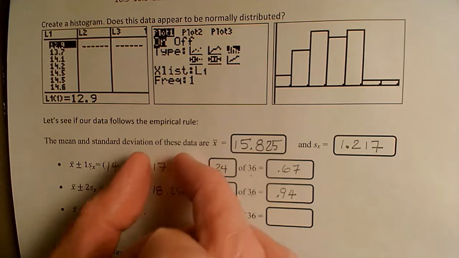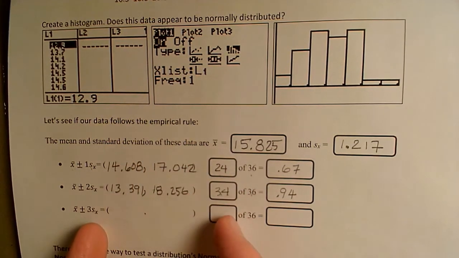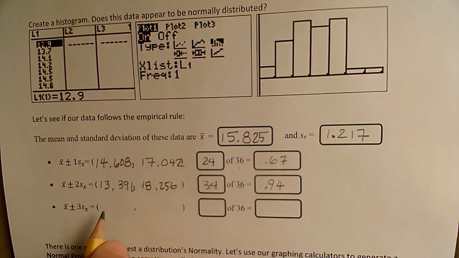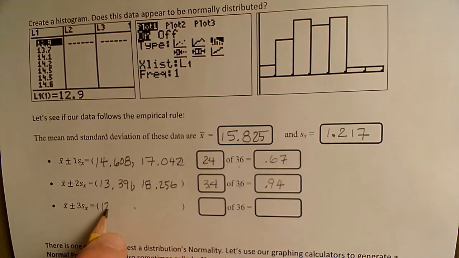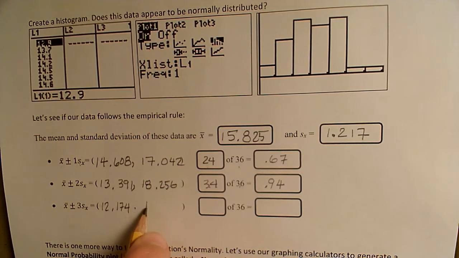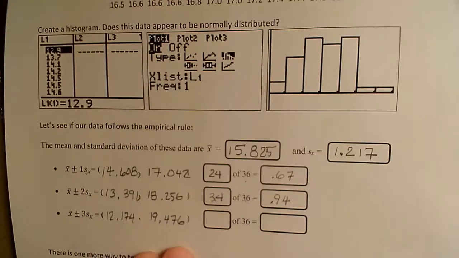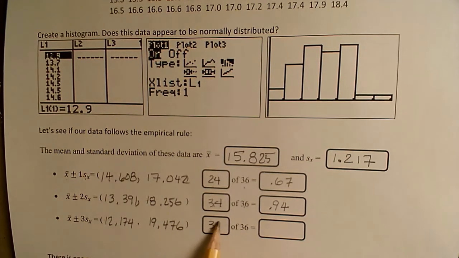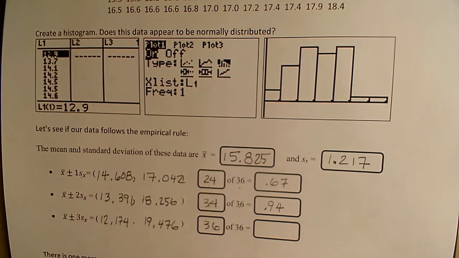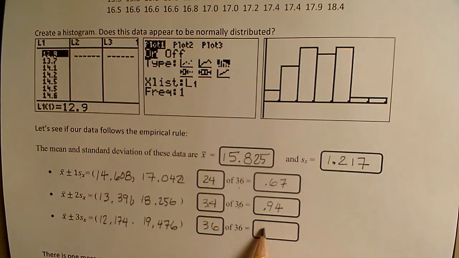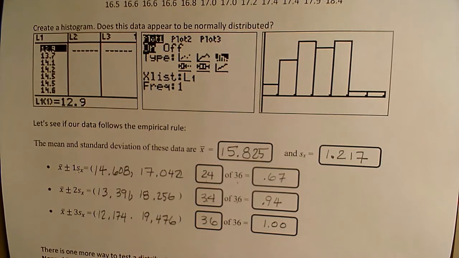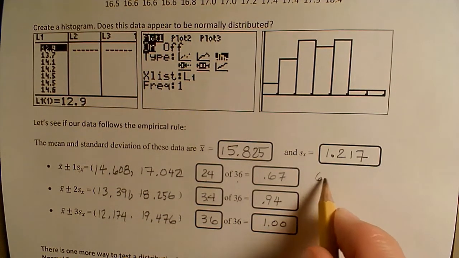So we're going to do 1 standard deviation, 2 standard deviations, 3 standard deviations. All right, and so then those numbers are 12.14174 up to 19.476. Now, how many of those data values fall in that range? And all of them do, 36. So if we go plus or minus 3 standard deviations, we've encompassed all of the data. And so as a result, that's 100%.